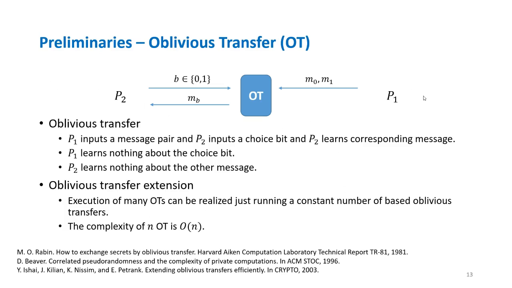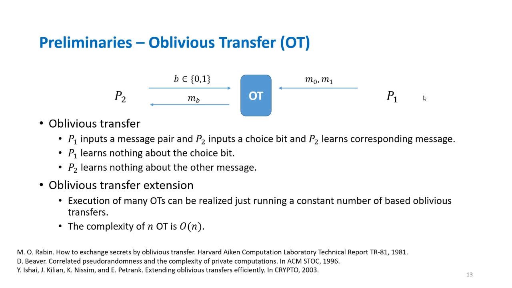Oblivious transfer is one of the widely used building blocks in secure multi-party protocols. It was first introduced in 1981. In this setting, the sender party P1 has a message pair and the receiving party has a choice bit b. After the execution of the protocol, the receiving party only learns the corresponding message based on its choice, and nothing about the other message. At the same time, the sender learns nothing about the choice bit of the receiver.